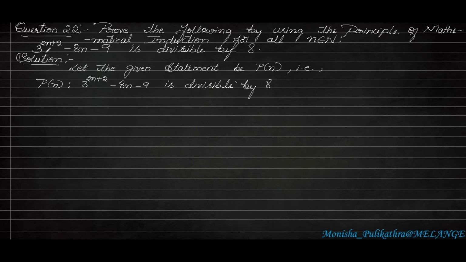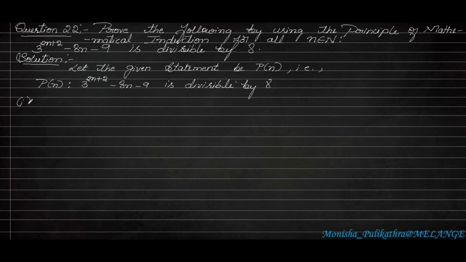Here we have to prove that 3 to the power of 2n plus 2 minus 8n minus 9 is divisible by 8. So the first procedure is we have to equate the whole equation or the question such that it is equal to P of n. So let the given statement be equal to P of n. So P of n is equal to 3 to the power of 2n plus 2 minus 8n minus 9, and we have to prove that it is divisible by 8.